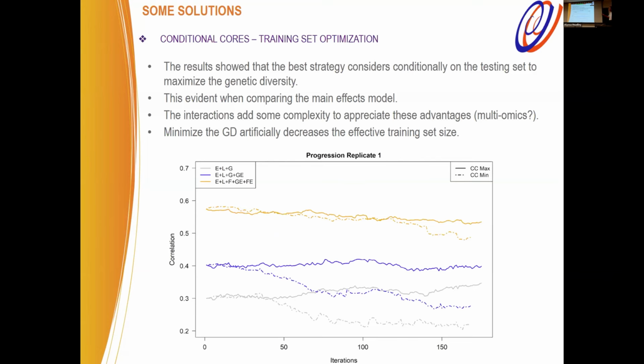So the dashed line corresponds to the case when we are increasing genetic diversity. The bright line corresponds to when we minimize. And we thought that if we select something this close to the testing set, it's going to work better, but no. The problem is that artificially we are reducing the number of effective phenotypes for the model.